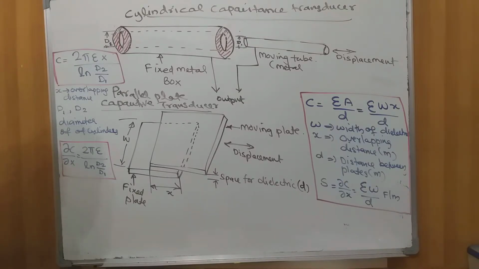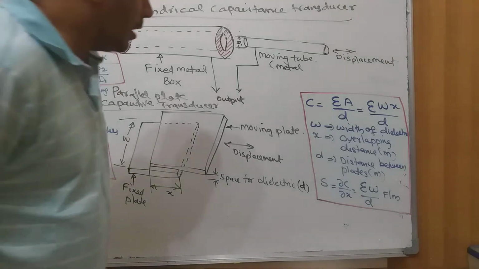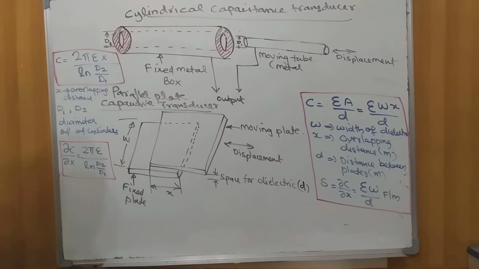So what you can understand is that in both cases, whether it is a parallel plate capacitance transducer or a cylindrical capacitance transducer, the most important point is the overlapping distance. The overlapping distance determines the value of capacitance. So these types of capacitors can be used for measurement of displacement, linear displacement.